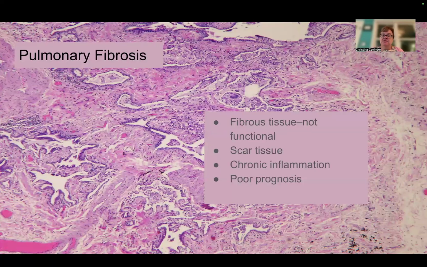Pulmonary fibrosis is where the tissues now become fibrotic. Fibrotic tissue is never functional. It's basically scar tissue, and it's not going to work the same, but it will take up the same space. This is usually due to chronic inflammation, or some disease processes like cystic fibrosis. Once the lung tissue becomes fibrotic, your prognosis is poor. That tissue is useless, so you might need a lung transplant or that tissue removed.